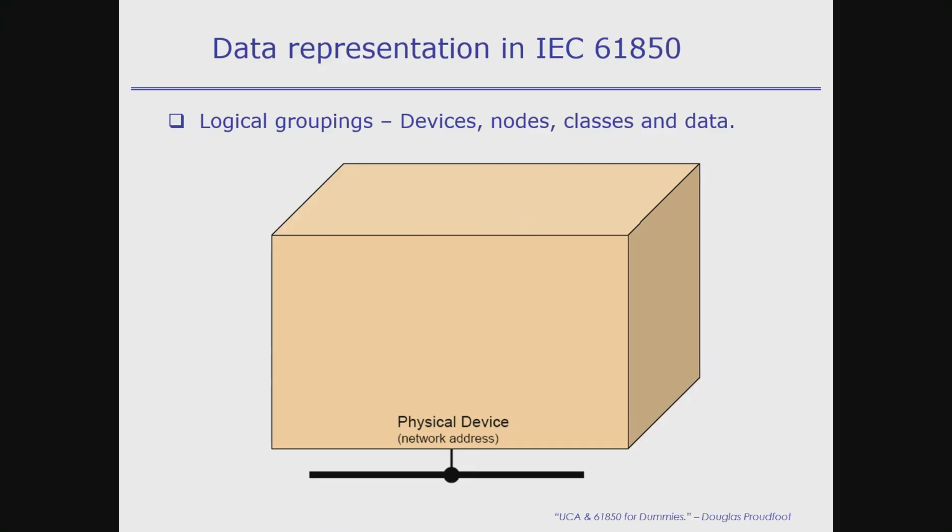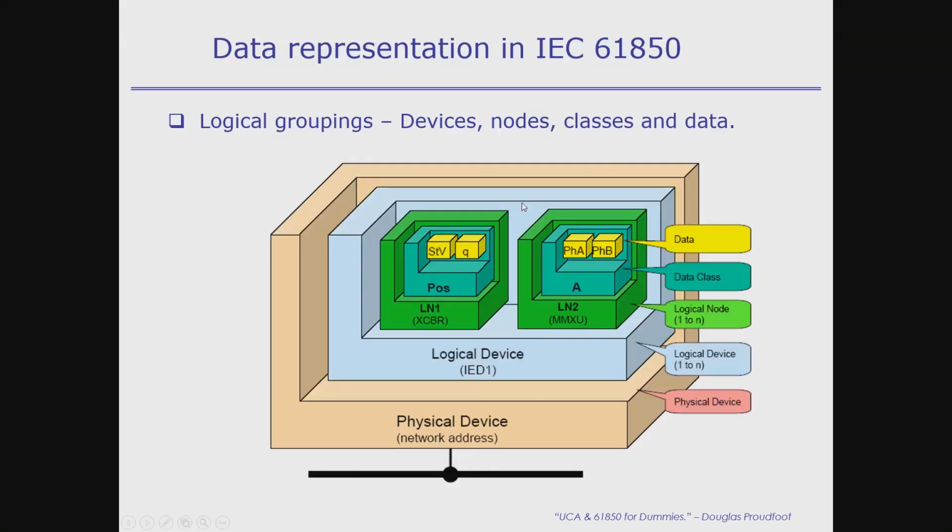Okay, so we have logical groupings. Obviously you have a physical device, let's say it's your IED, which will have a network address, because remember, we are on a network now. It will have an IP address, and that's your physical device. Within the physical device, you can have a logical device. This is not physical, it's a logical device, for example ID1.